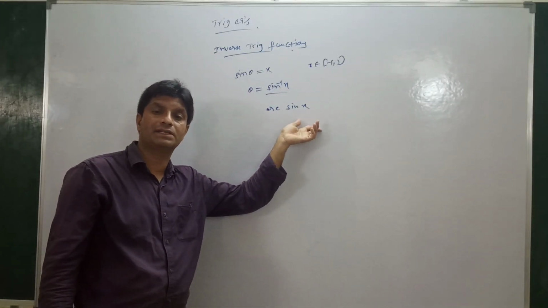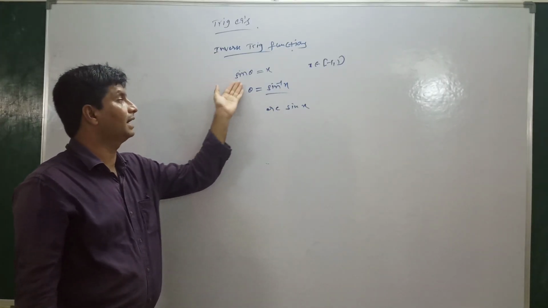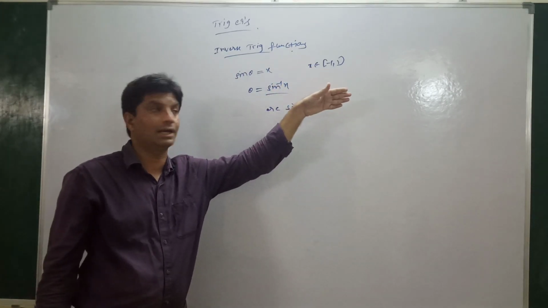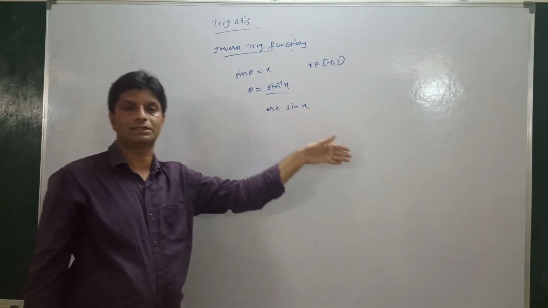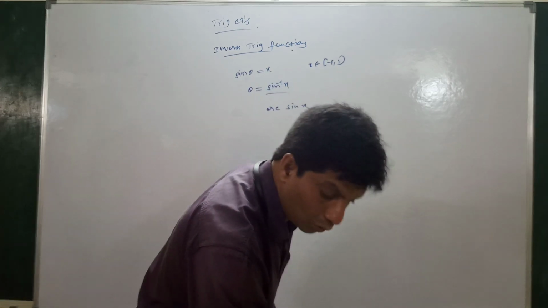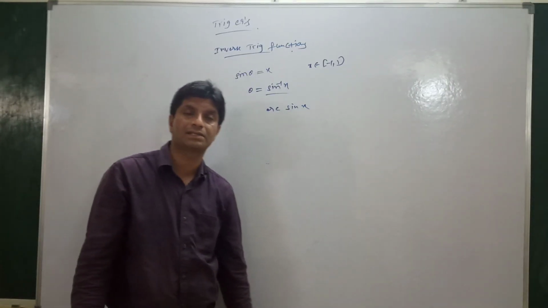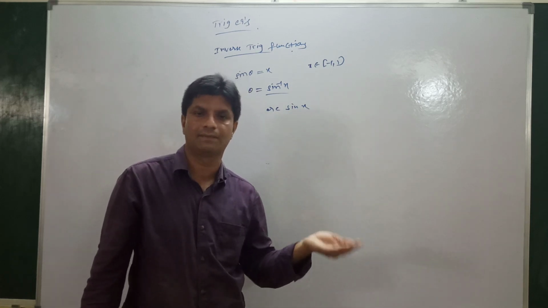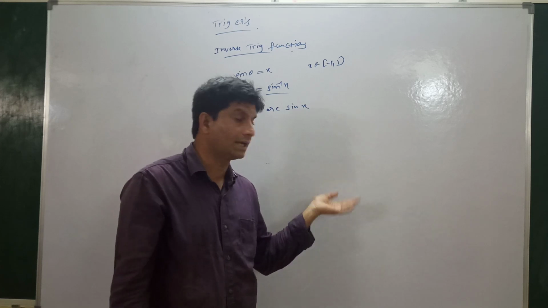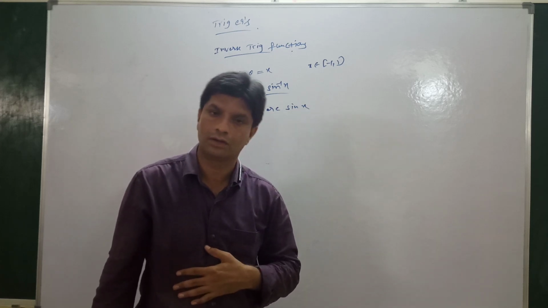Similarly, what is the inverse cosine function? If cos theta equals x, where x again belongs to the closed interval [-1, 1], then we can write theta equals cos inverse x. That is the inverse cosine function. Similarly, inverse tan function, theta equals tan inverse x. Inverse secant, secant inverse x. Inverse cosecant, cosecant inverse x. Inverse cot is cot inverse x.